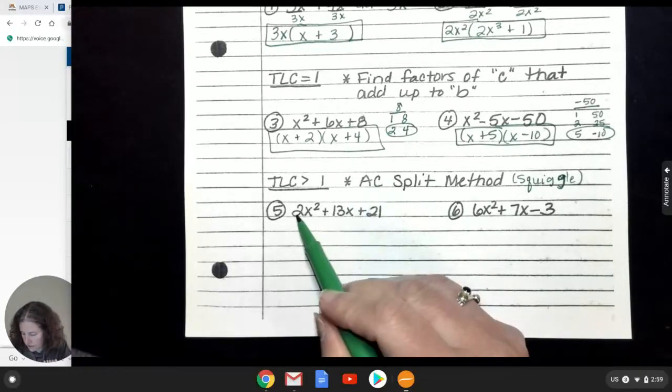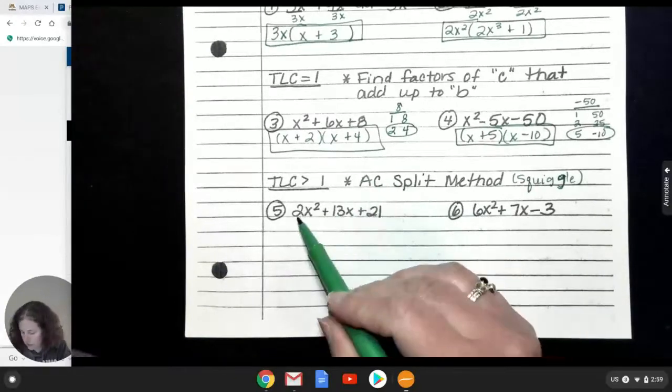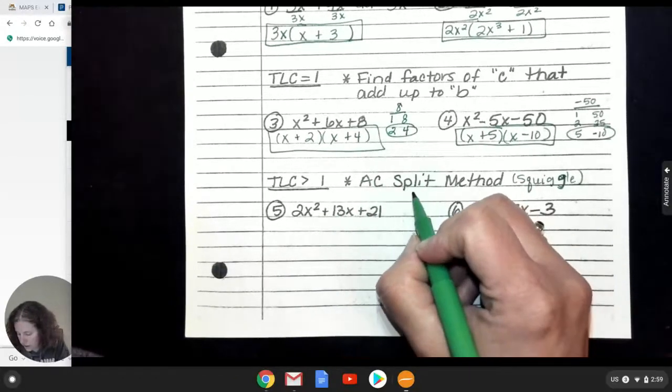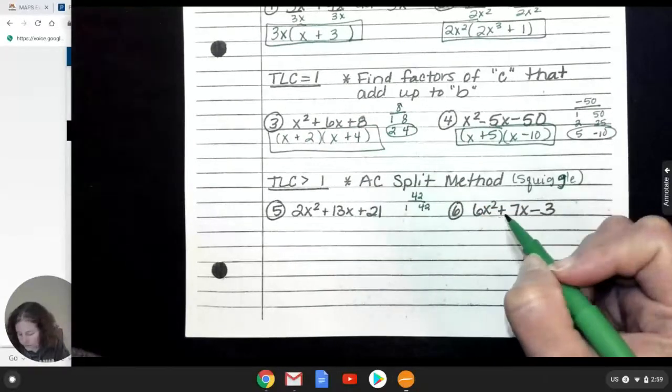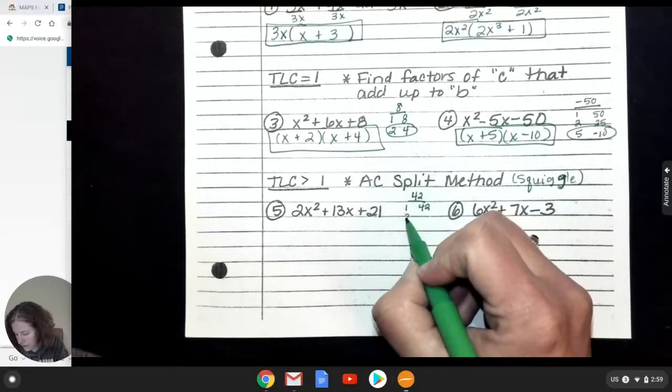AC means we have to multiply A times C. So 2 times 21 is 42. And we have to find factors of 42 that add up to 13.